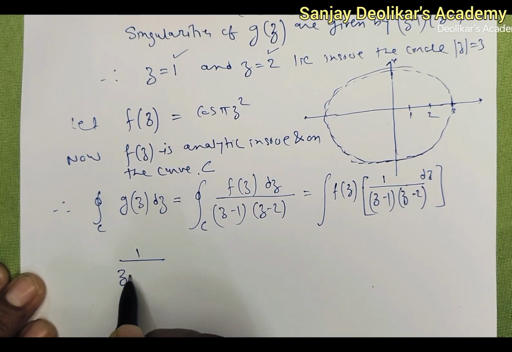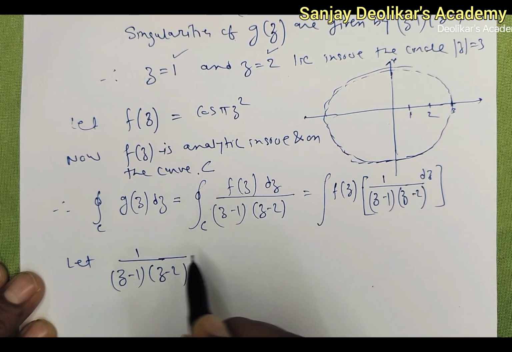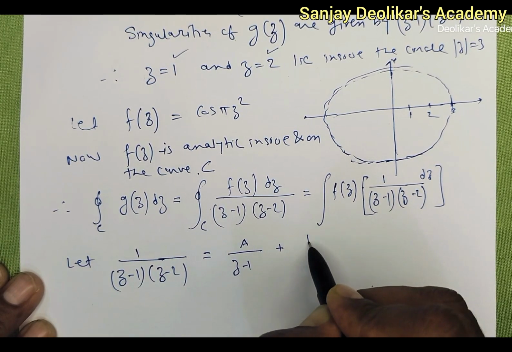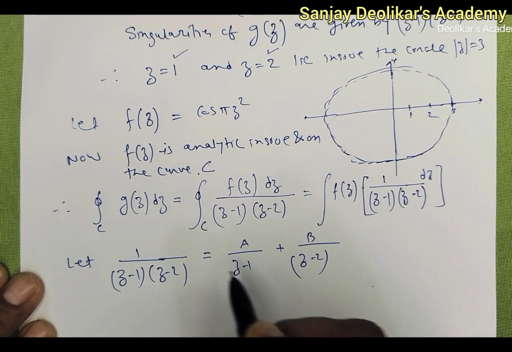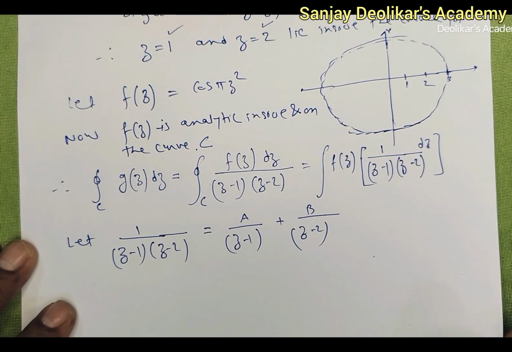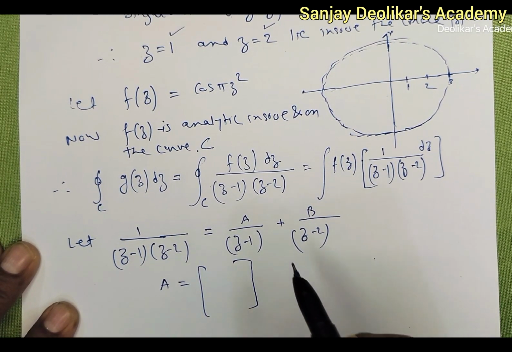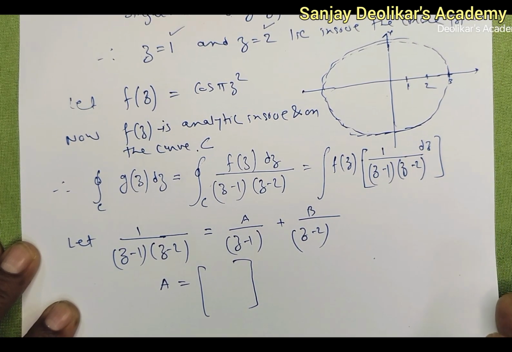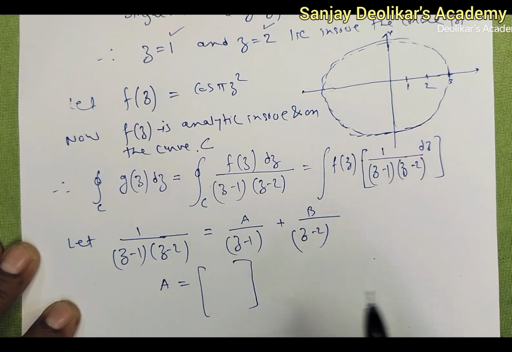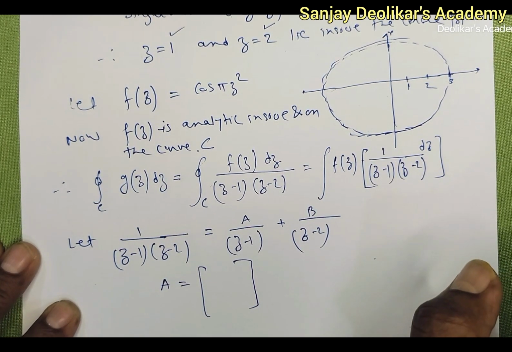Let 1 upon z minus 2 and z minus 1 be equal to a upon z minus 1 plus b upon z minus 2. Now how to find a and b? There is one technique to find a, you can also call it the Vedic technique, and it is allowed, because at this stage how you have found this a and b is not important.